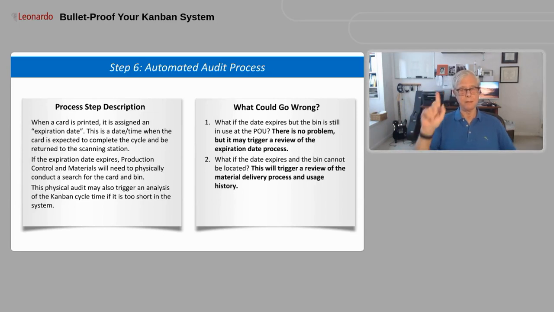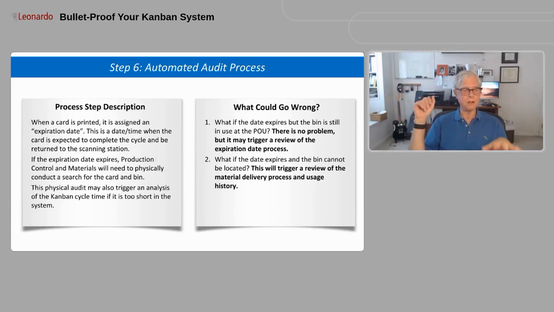That card should have come back. Where is it? It might be that it's still at the station, in which case, okay, we answered the question. We still haven't answered the question, why didn't it come back sooner? Has demand changed for that part? What's going on there? But at least that's not really a problem. But there may be some other issues where the card is truly lost and the bin is not found.